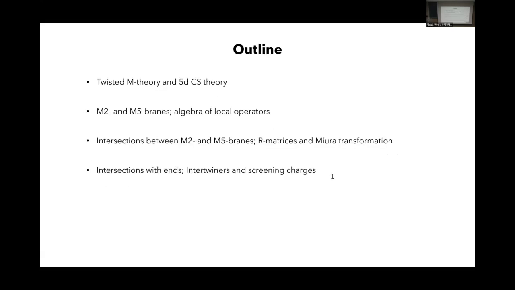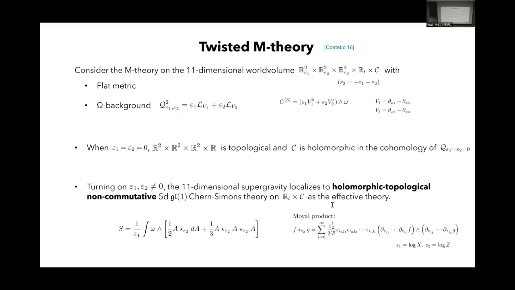I will start talking about physics. So this is an outline. I'll explain how this problem is embedded into some physics setup involving M theory, branes and 5D Chern-Simons theory. Basically all the ingredients that you have seen, such as R matrices, are realized by some configurations of the branes in M theory. So let me start by explaining what twisted M theory is, initiated by Kevin Costello.